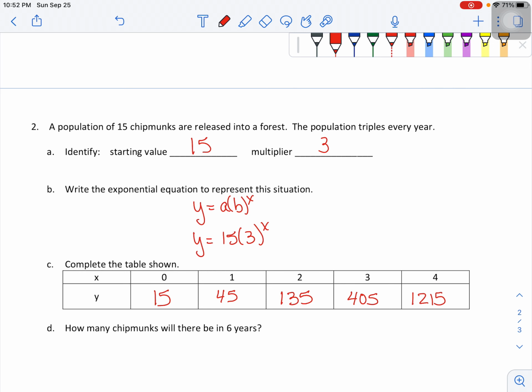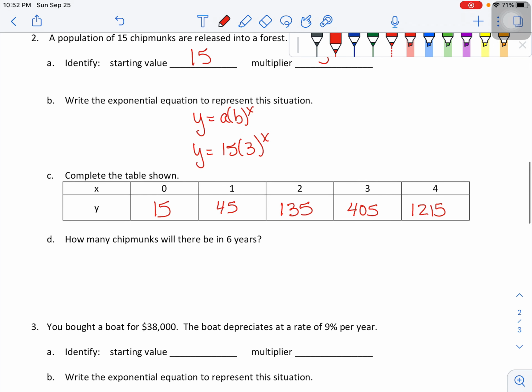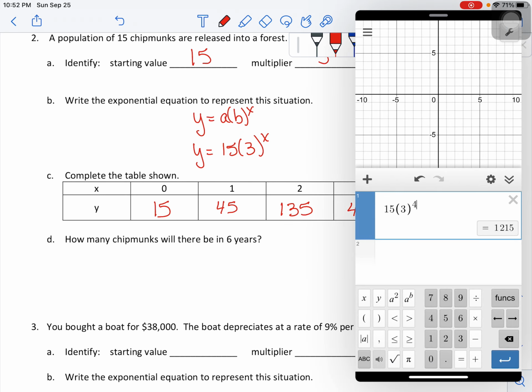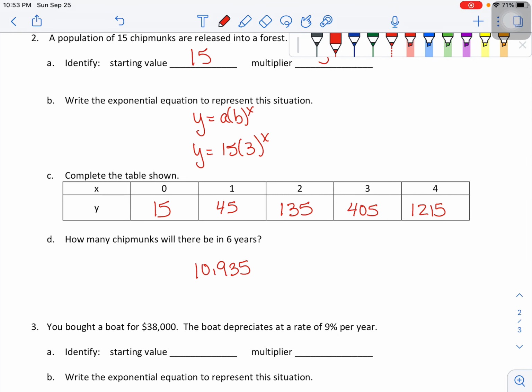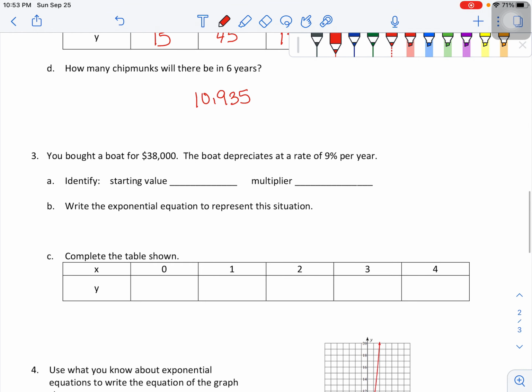So how many chipmunks will there be in 6 years? So obviously change the 4 to a 6. And that is a lot. 10,935. That's crazy.